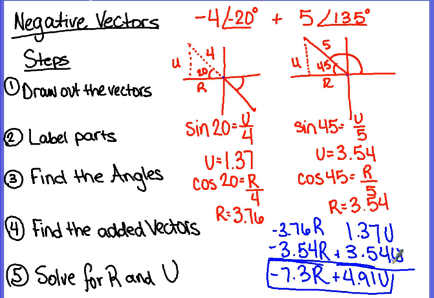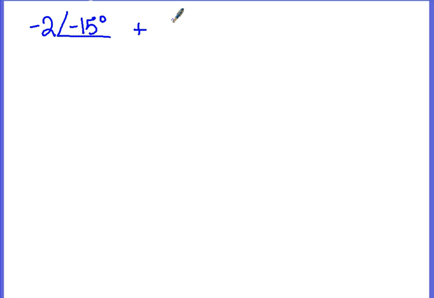So keep in mind the only thing that's different is when we have a negative vector, we need to make sure that we reverse our vector length into the opposite quadrant. That is the only change. So keeping in mind that change, this example is one that I would like for you to do on your own. We have -2 with an angle of -15 degrees, plus 5 with an angle of 110 degrees. I want you to go ahead and try that one on your own. Work it out, and we will come back and check it in class.